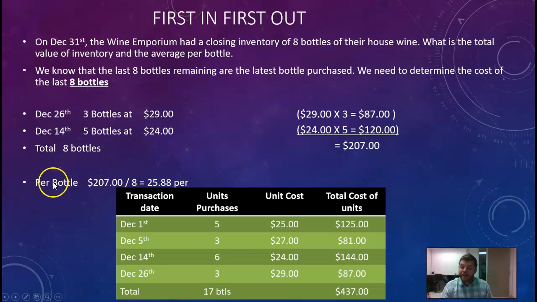So we'll do a little bit of math per bottle. Our inventory remaining is 207. Our per bottle cost is $25.88. So that's first in, first out. We like to do this with more expensive items because it does matter what the cost would be.